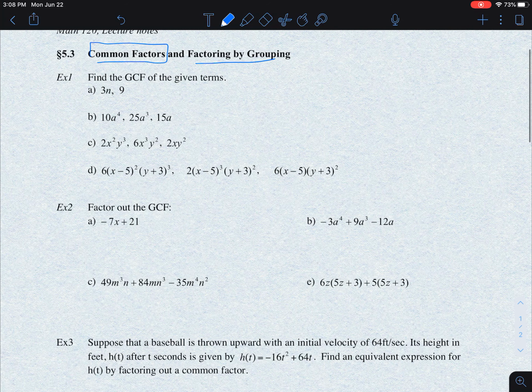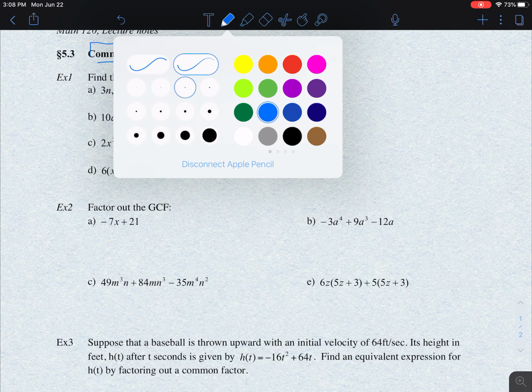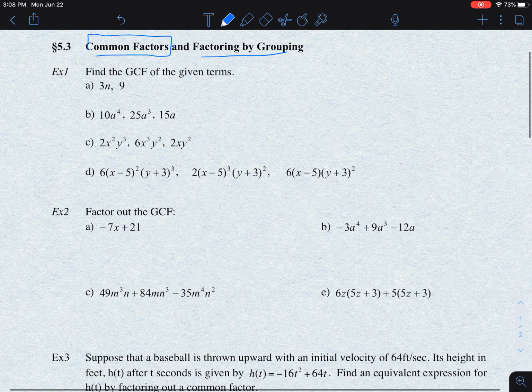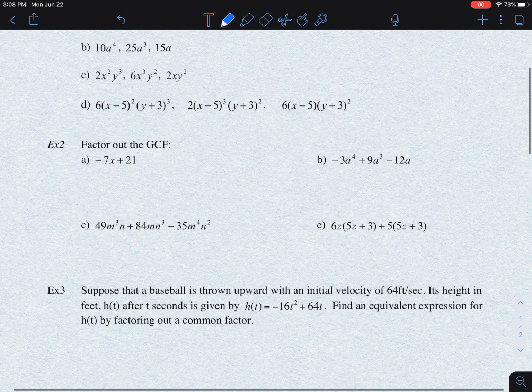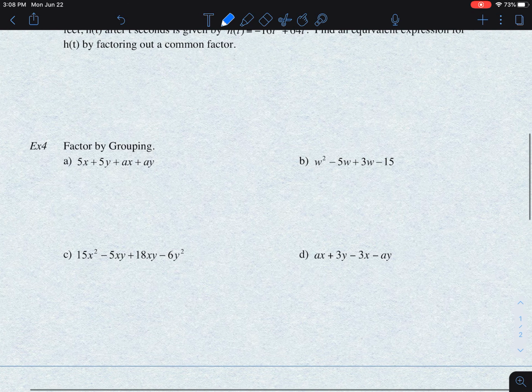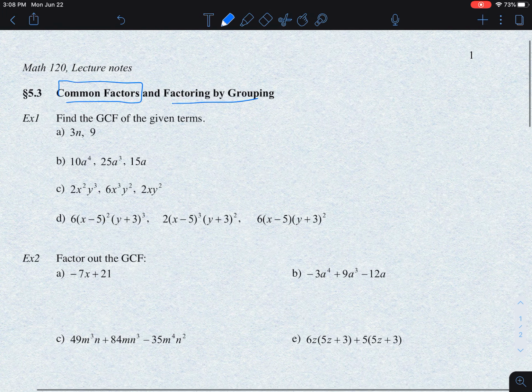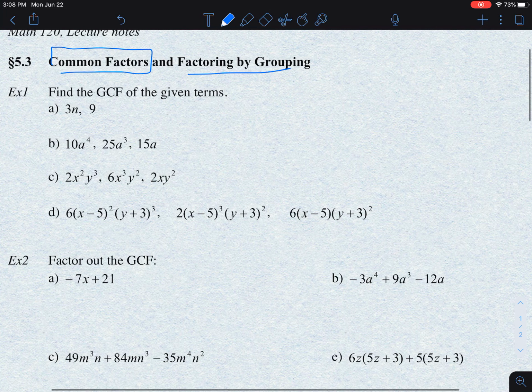Before we get to factoring by grouping, we want to review a little bit regarding GCF, the greatest common factor, or just common factors. Here are some examples I've already typed up to make it easier for me to run through the video. In example 1, we have 4 different examples discussing how to find the greatest common factor.